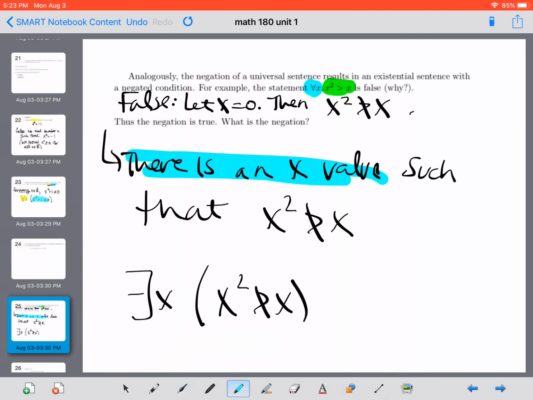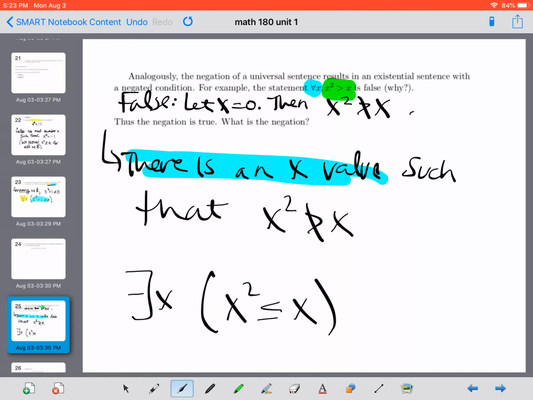This is the negation of this original statement up here, x squared is greater than x. Except, realistically, we don't really write not greater than in this way. If x squared is not greater than x, what that means is x squared has to be less than or equal to x. This is how we would normally write a negation of a greater than symbol. We just use a less than or equal to symbol.